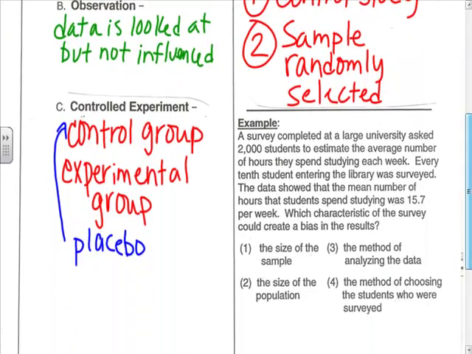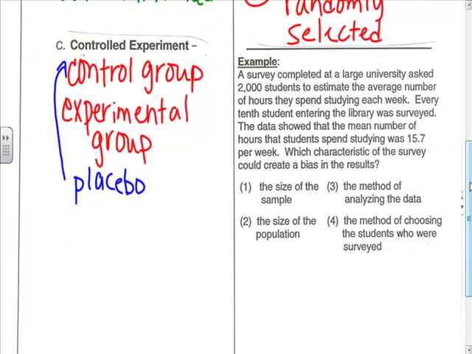Sometimes we will create a list and say, hey, every 20th person on the list we're going to survey. That's one technique. There's some other techniques that are not real important here, but you can learn more about if you decide to take stats down the road. So there is an example here.